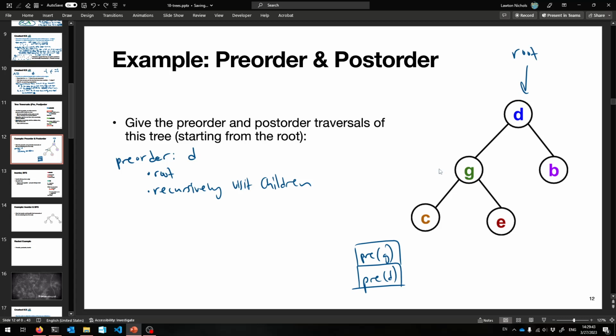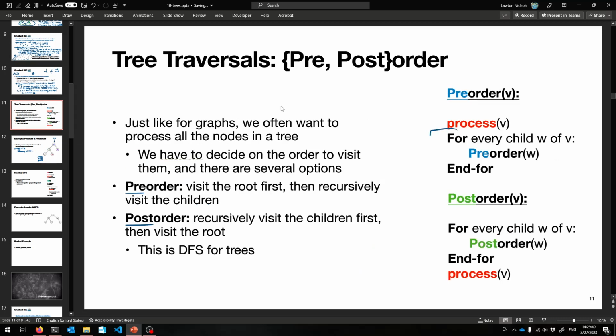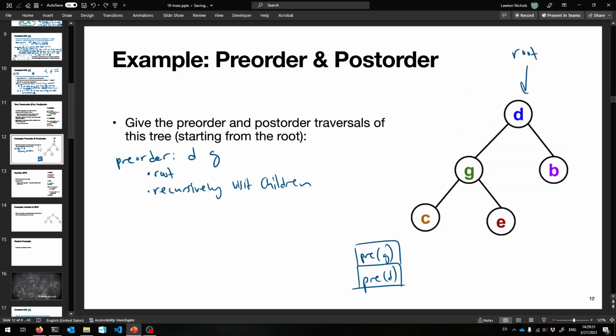Now we're in pre-order of G. So that's the next thing we visit, and then you recursively call yourself on all your children. So pre-order your children recursively. So in order, pre-order C, then pre-order E. So G is going to call pre-order on C. And again, it's always visit the root and then recursively visit your children. So visit the root, C. This is the root of our subtree now. That's what I mean by root. And then there are no children to C, so that returns.